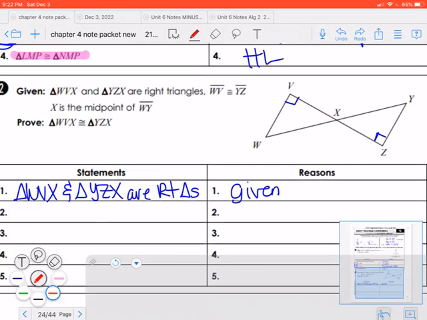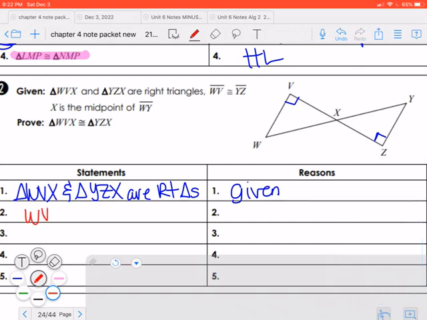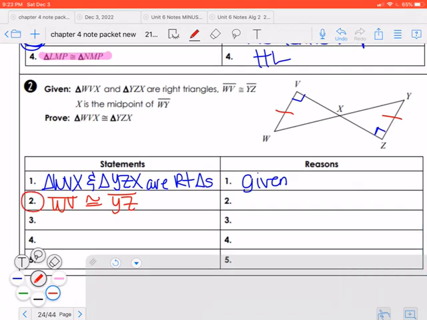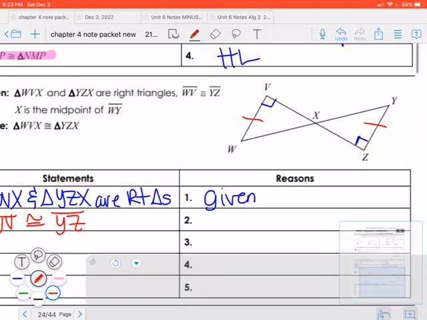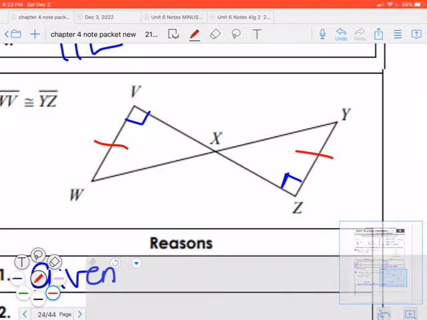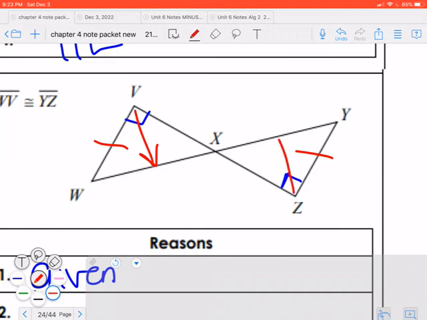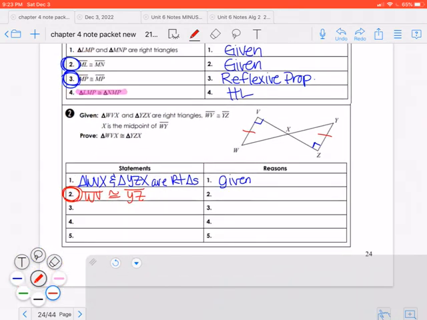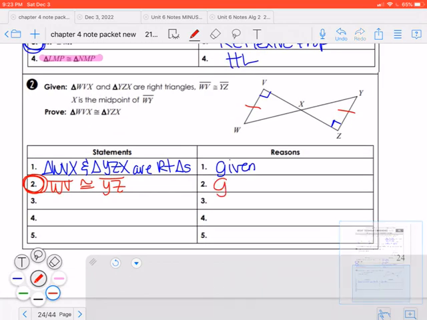Another given is that WV is congruent to YZ. That is a leg. Remember that the hypotenuse is the side that's opposite the right angle. I probably should have said that in the first as a review. The hypotenuse is the side opposite the right angle. And that is given.